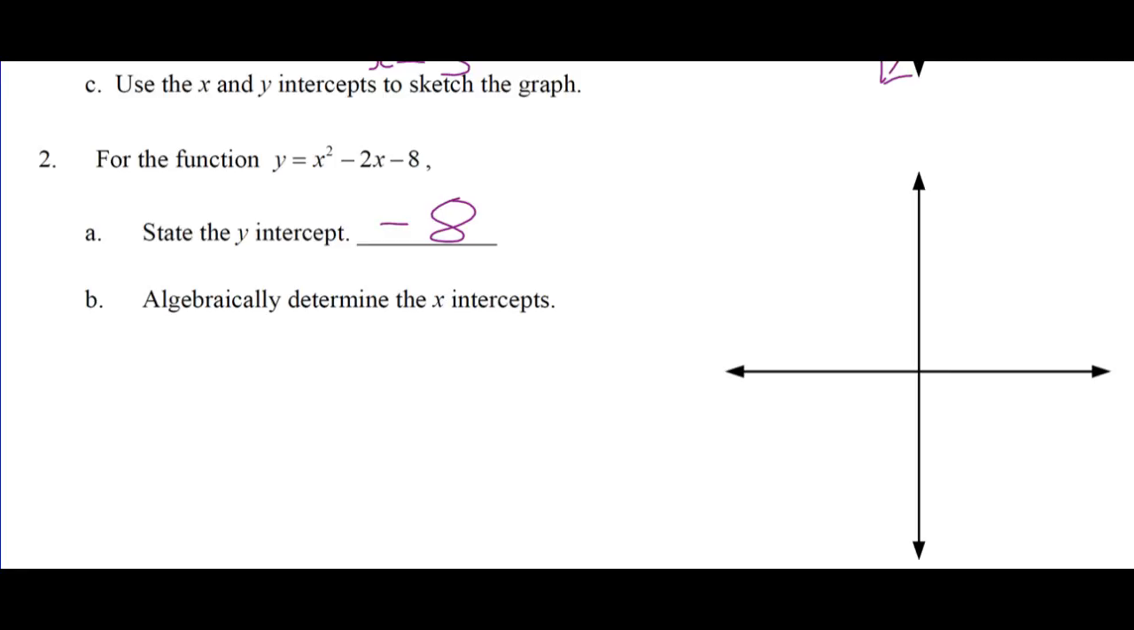Algebraically determine the x-intercepts. How do we do that? Okay, the x-intercepts occur when y is equal to 0.